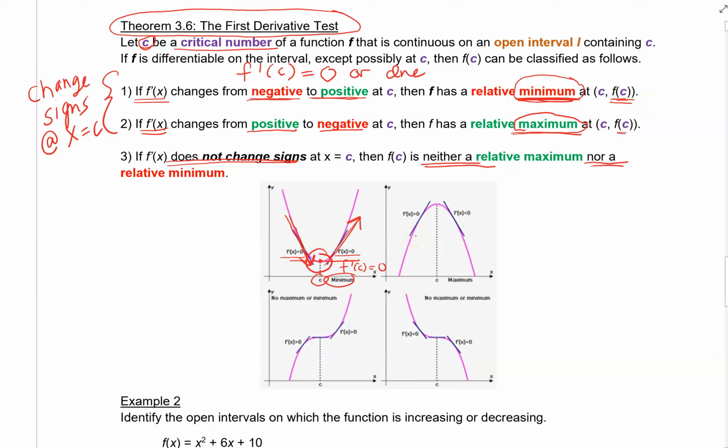And then vice versa, if you go from a positive slope to a negative slope, you go from increasing to decreasing, you're going to hit a max. Again, that's at my critical point of C. That's where my derivative was 0. To the left of it, the derivative was positive. To the right, the derivative was negative. So it went from positive to negative, created a maximum.